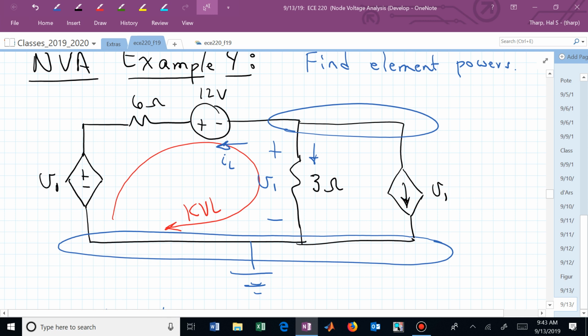I arbitrarily introduced I sub L going from right to left, and in writing my KVL I had to go opposite or opposing that, and so I've already accounted for that negative sign in my KVL equation using Ohm's law. So I now said minus V1 minus 6 I sub L. If I had defined another current, let's say I, associated with that red KVL, I could have said minus V1 plus 6I plus 12 plus V1. I would solve for I, and then that would be the negative of I sub L.